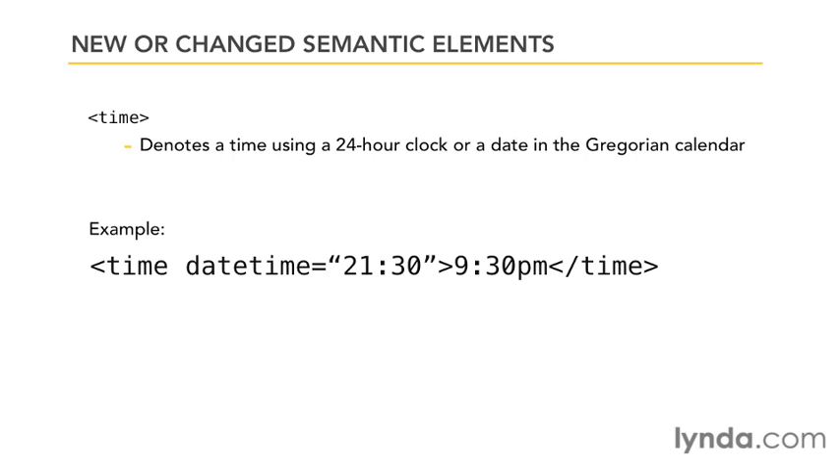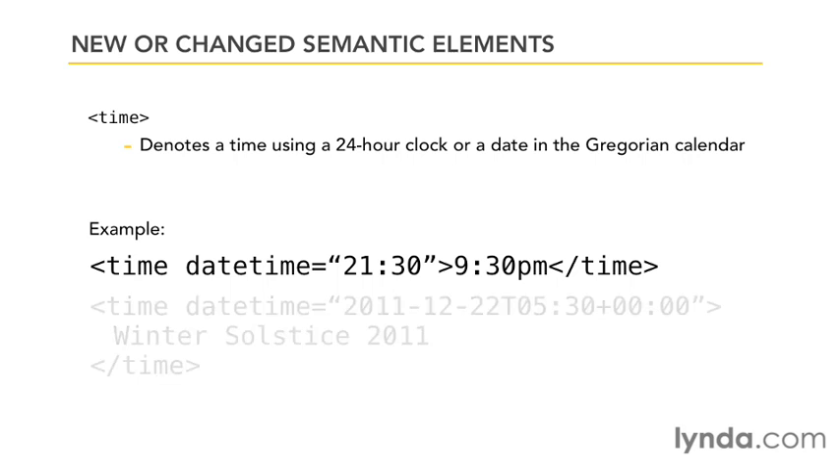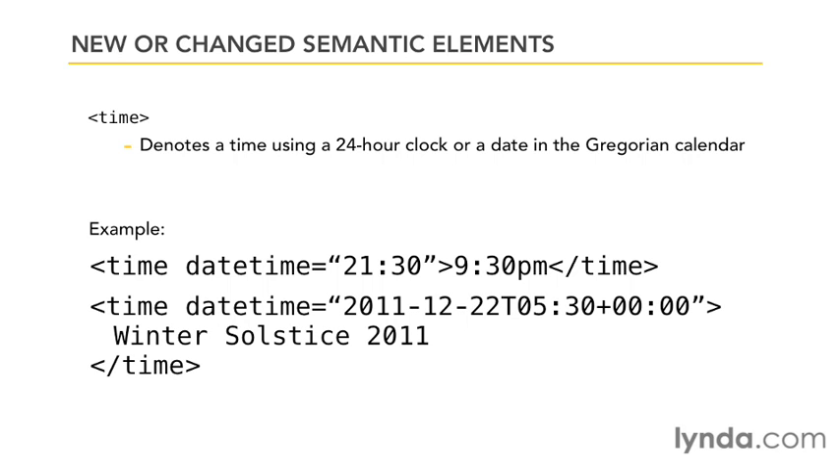The way you mark that up is by saying time, and then datetime, and then you can either mark it up by a standard 24-hour clock, so 9:30 p.m. would become 21:30, or you can even attach a specific time on the Gregorian calendar. In this case, I've added a datetime that points to Winter Solstice 2011, which is on the 22nd of December at 5:30 a.m. in England. You'll notice it says plus 0000 at the end. That refers to the zero timeline. So if you wanted to refer to a time, for instance, in LA, you would say minus 0800 because it's 8 hours behind.